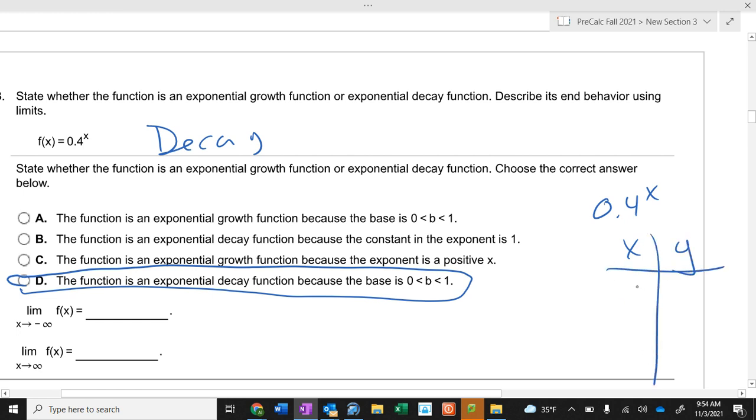Well, when x is 0, it is 1. When x is 1, it is 0.4. When it's 2, it is 0.16. Okay, something like that. I don't know what it is exactly. So 0, 1, 1, 0.4, 2, 0.16. It's going like this. And then this is going up like this, probably. Okay?